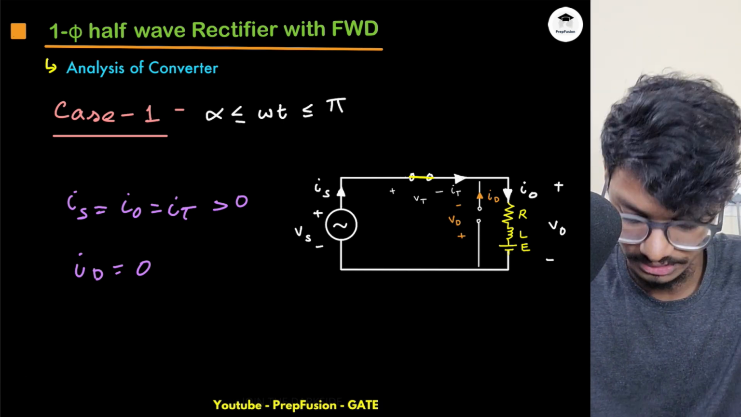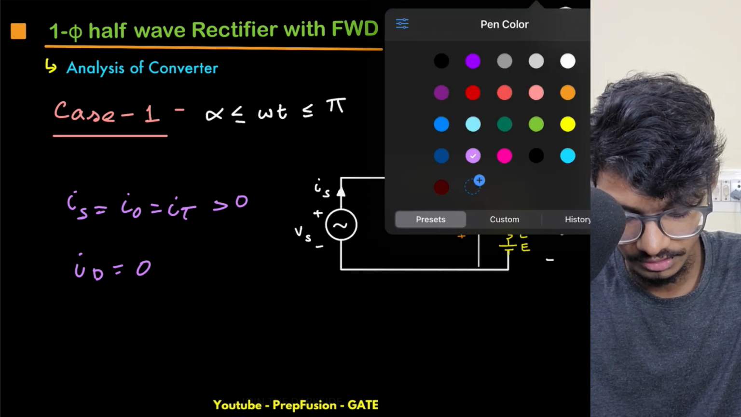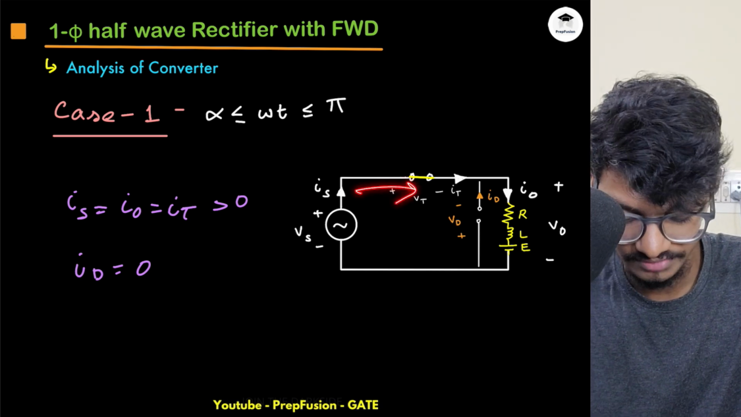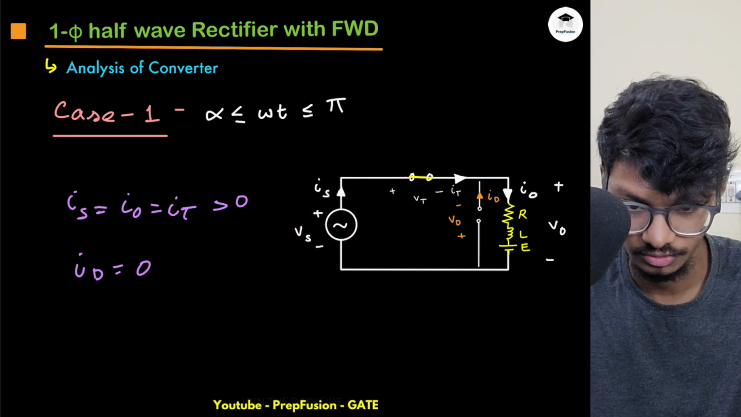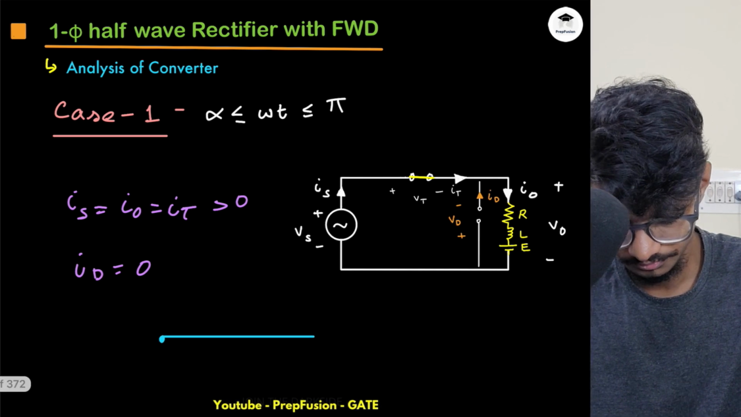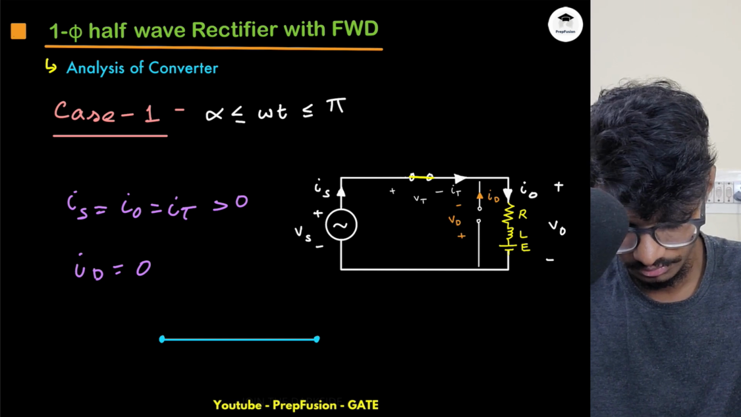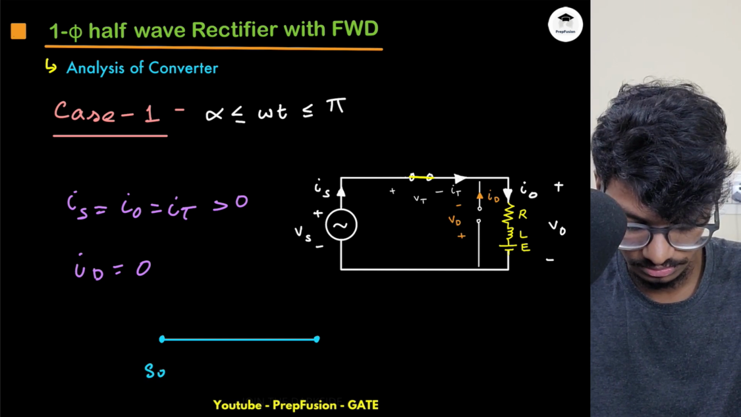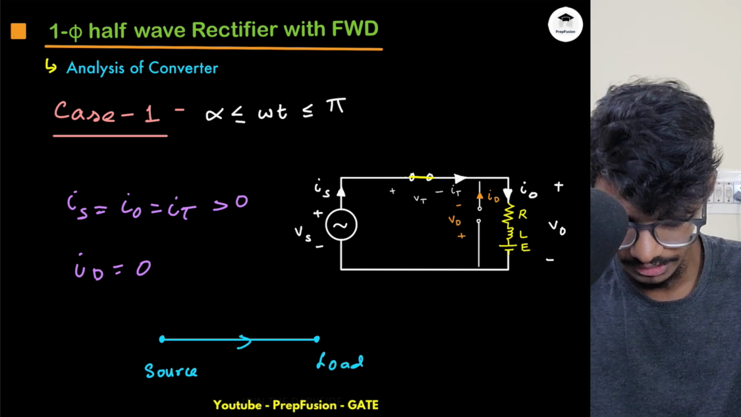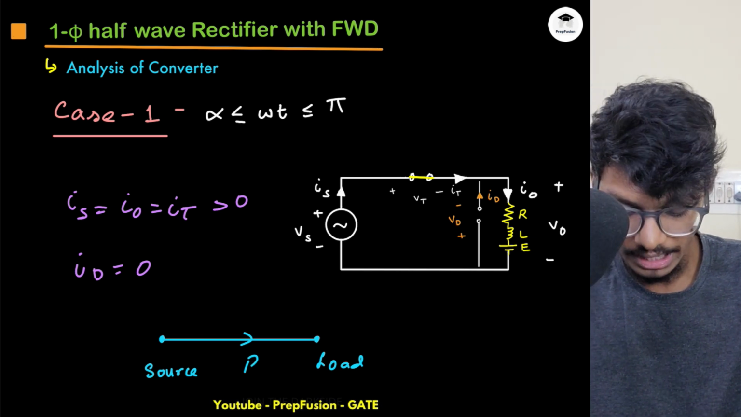Now what is next? How will the power flow? The power flow will be from source to load, because the current is positive and my supply voltage is also positive. So this is the source and this is the load, and the flow of power will be from source to load.